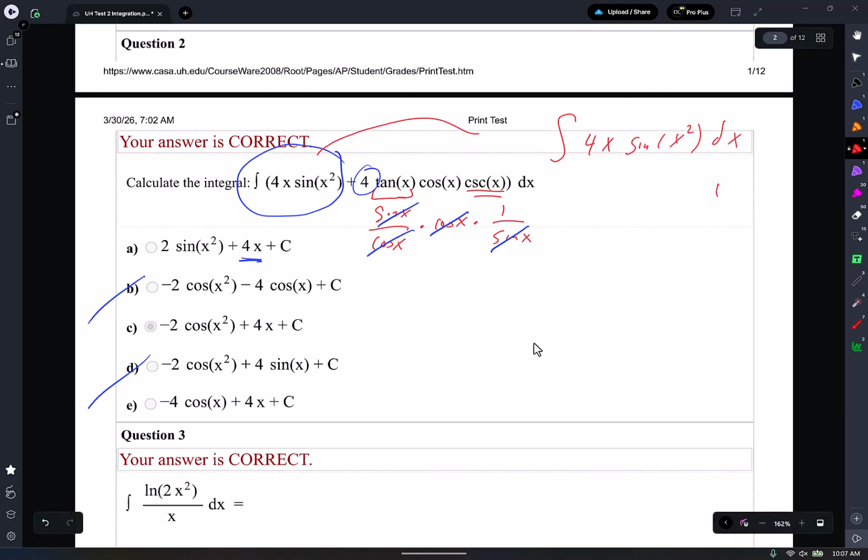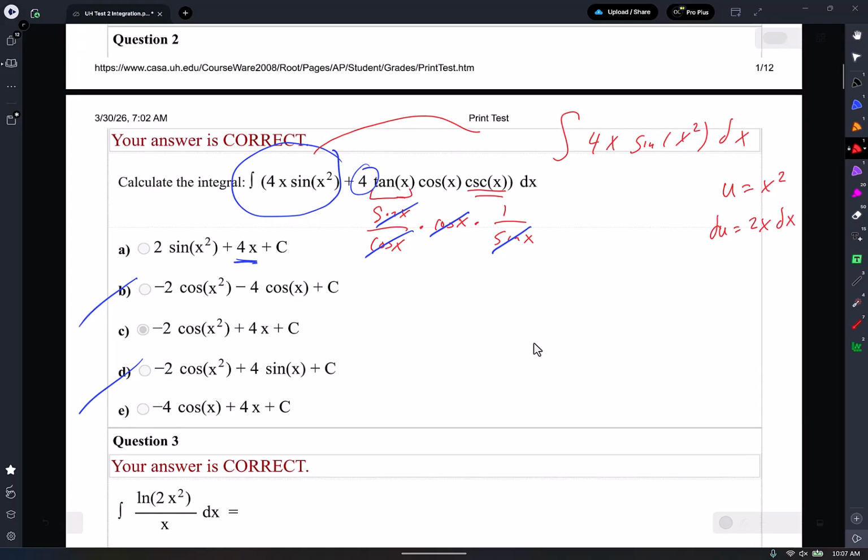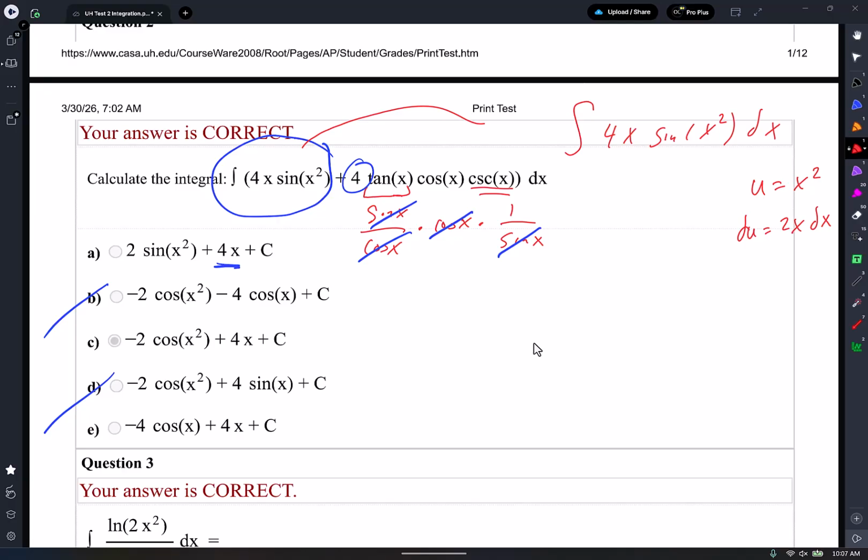So check it out. I'm going to go u equals x squared, du equals 2x dx. Have I confused anyone? So I see that 4, and I'm going to write a 2 there and a 2 on the outside, because 2 times 2 is 4, right? So here we go. 2 integral of, and I'm just substituting, guys. 2x dx is du, but put that at the end. So sine of u du. So what's the antiderivative of sine? Negative cosine of u plus c.